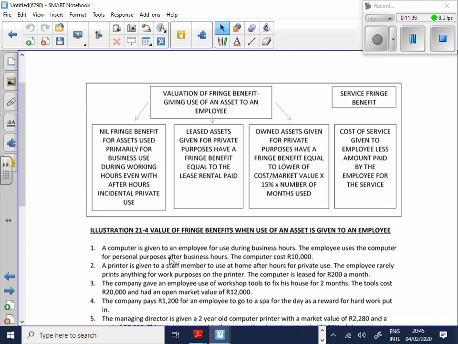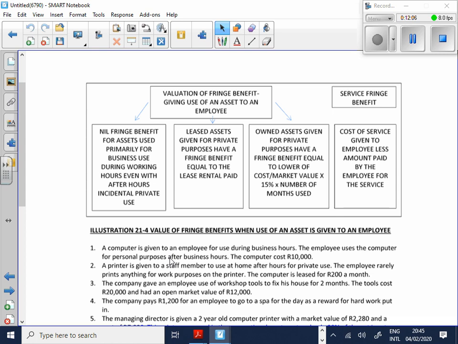Next one. Leased assets given for private purposes have a fringe benefit equal to the lease rental paid. Are you guys comfortable with that? So if they give you an asset that they're leasing, whatever they pay on the lease is the amount of the fringe benefit. Then, owned assets given for a private purpose have a fringe benefit equal to the lower of cost or market value times 15% times number of months used. So 8 over 12 or 1 over 12. If they give you 2 weeks, you say times 2 over 52.